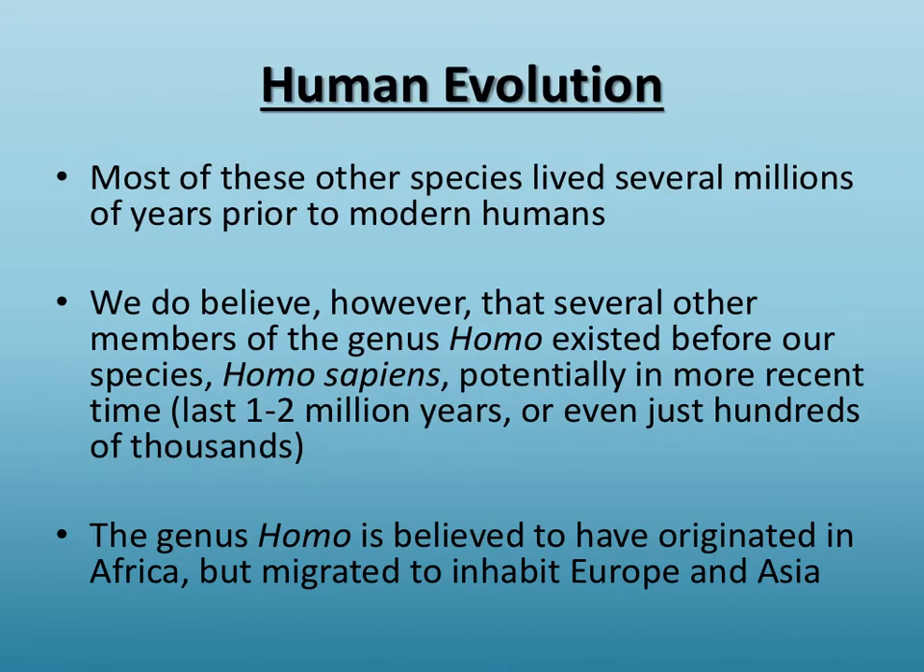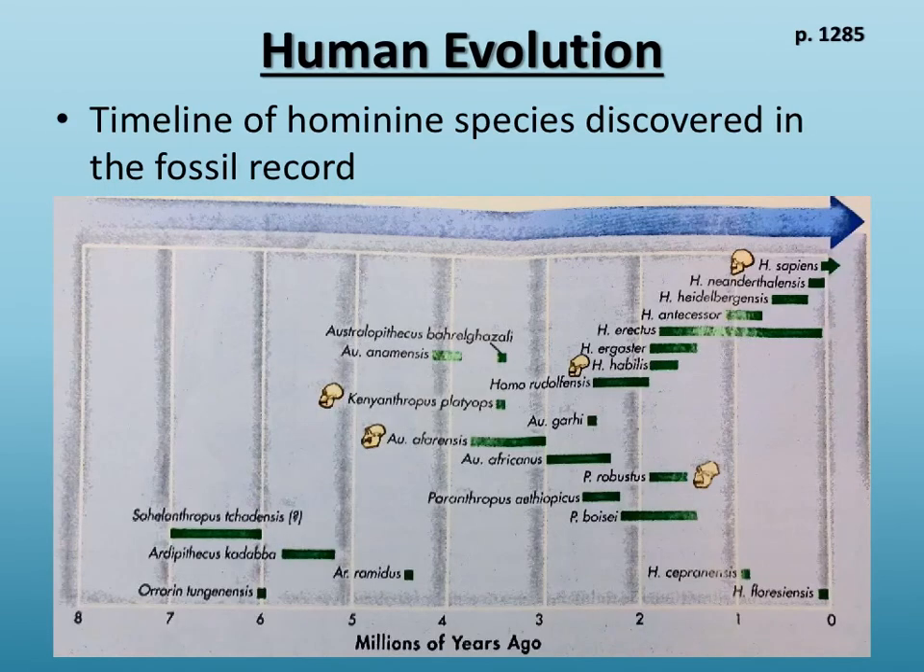The genus Homo, we think, started in Africa. That's where the first fossils have been found, but then migrated to inhabit parts of Europe and parts of Asia. And then, obviously, now it has spread to the Americas as well.